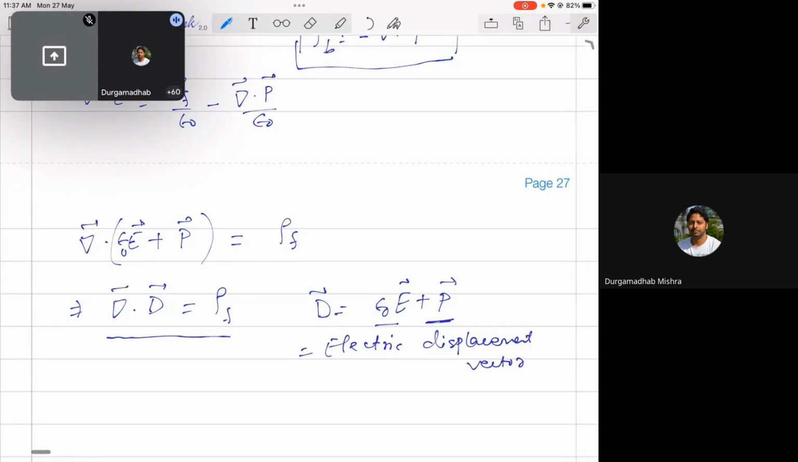And of course, your polarization, in most cases for a linear dielectric material, will be directly proportional to the electric field E, which is epsilon naught chi E times E, where chi E is your electric susceptibility.